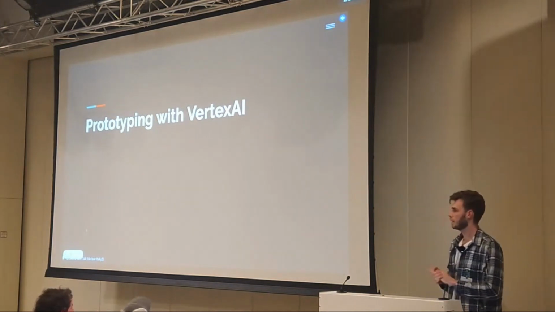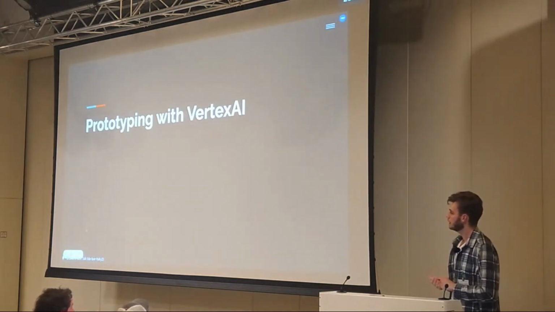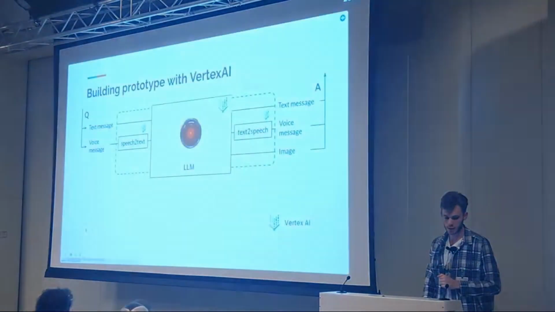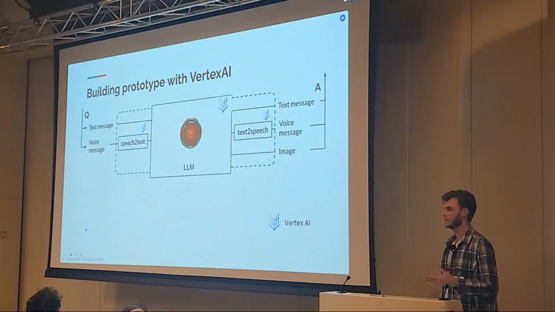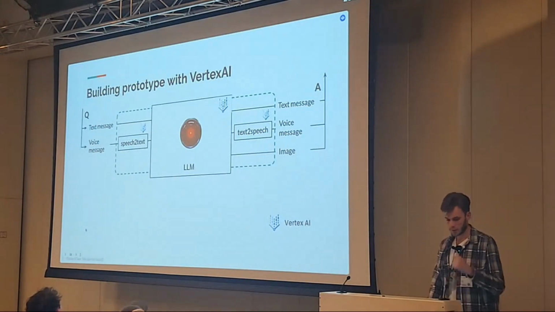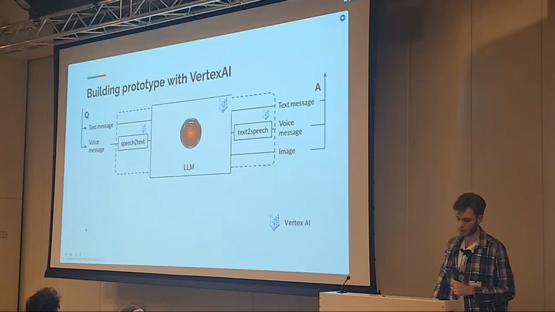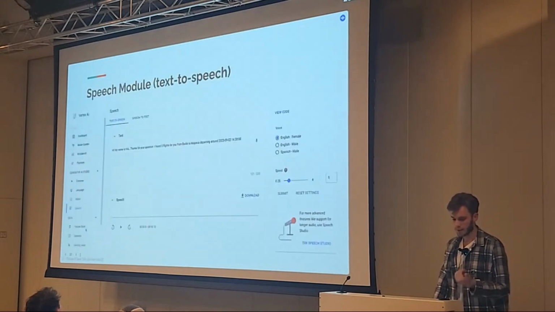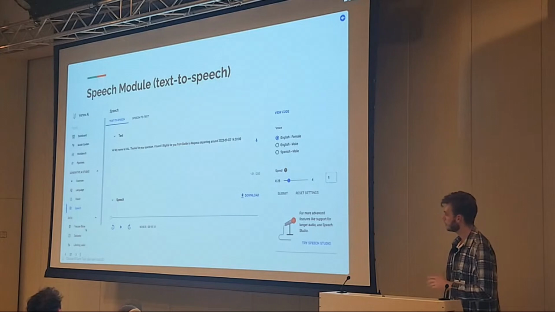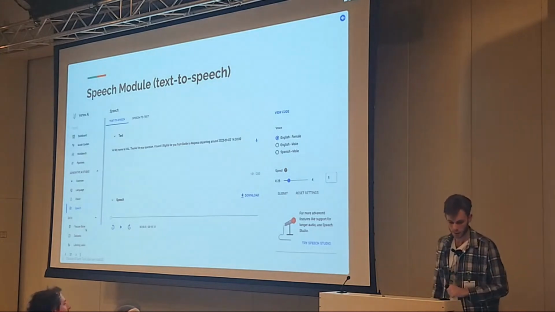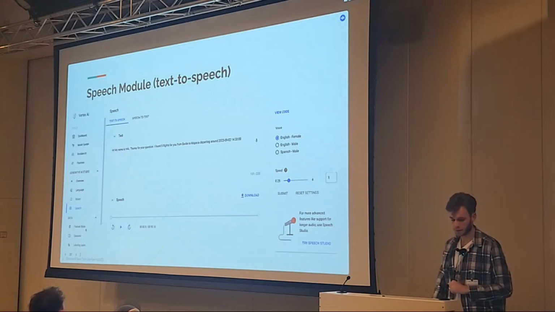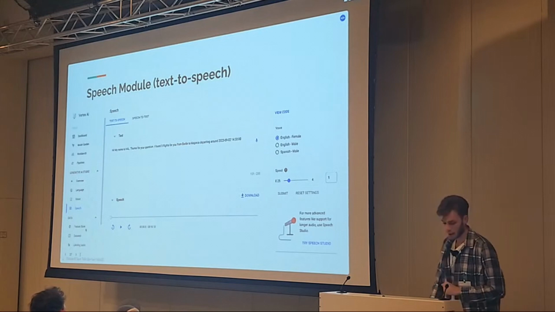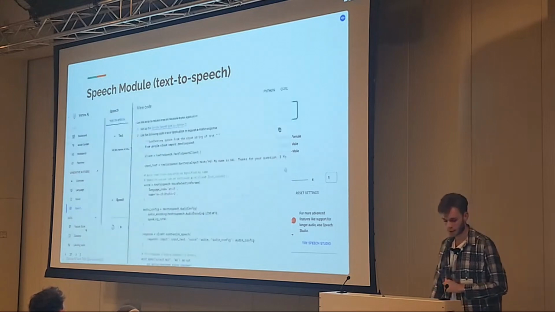I also wanted to include some ideas on how we can use Vertex AI to build an augmented analytical system. This is very simple because, as we discussed, we have speech-to-text and text-to-speech modules, and we also have a large language model in this framework. So we can just use this. For example, if you don't know how to write code for text-to-speech, you can just write a text here, generate a voice message, and then click the button, view code.